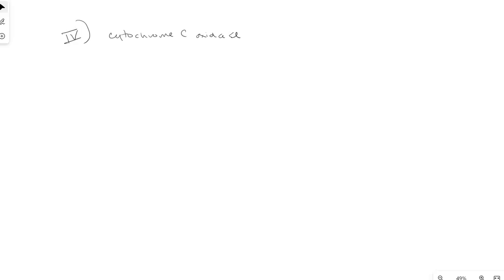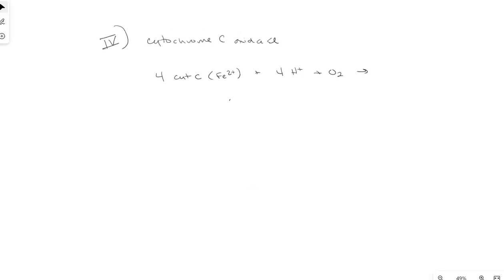Because it accepts electrons from cytochrome C and directs them to our 4-electron reduction of molecular oxygen to form water. And what this looks like in a balanced reaction is if you have 4 equivalents of cytochrome C with its iron 2 state plus 4 protons plus molecular oxygen, you can have 4 equivalents of cytochrome C with the iron 3 state plus 2 water.